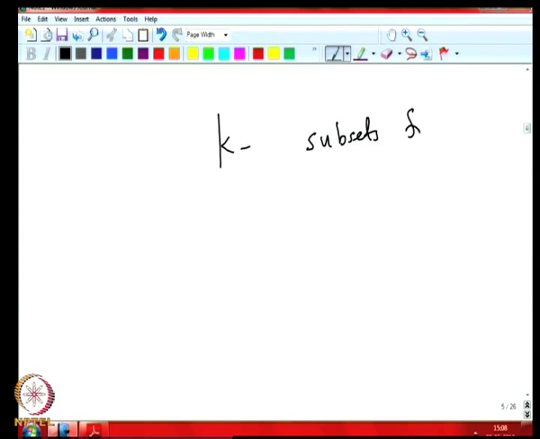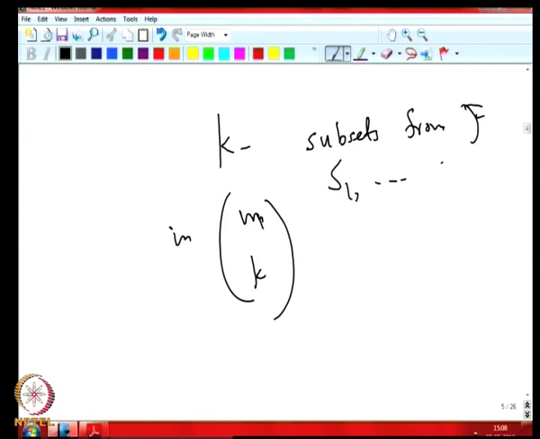k subsets from F in m choose k ways, because there are m subsets in total, S1 to Sm. If you take any k subsets from this collection and take the union, the number of elements in the union should be at least k, is what we are saying. There should not be any selection of k subsets with fewer than k members in the union.